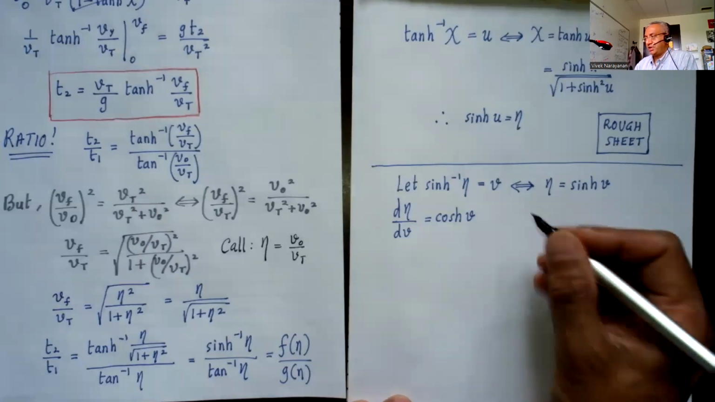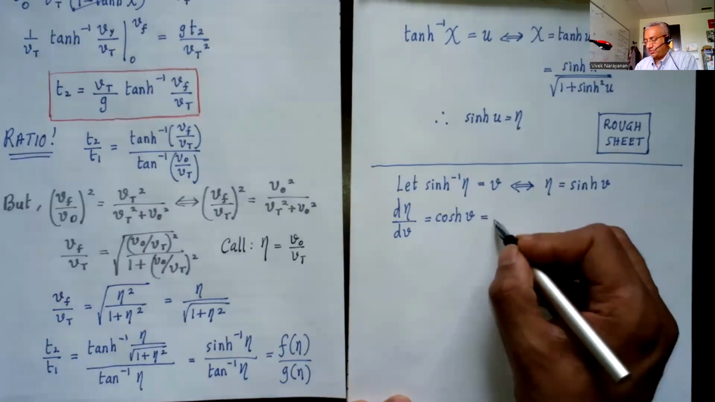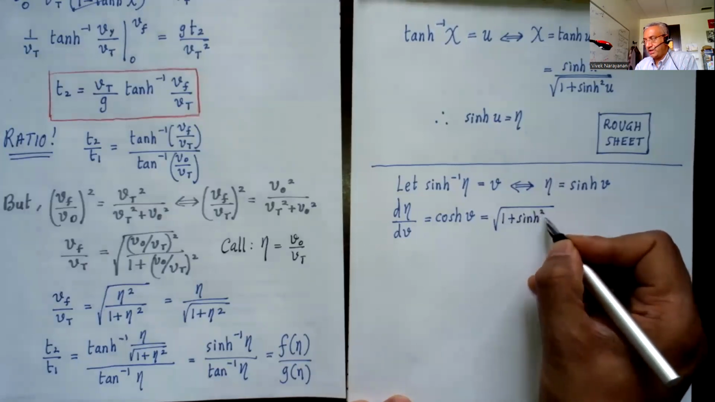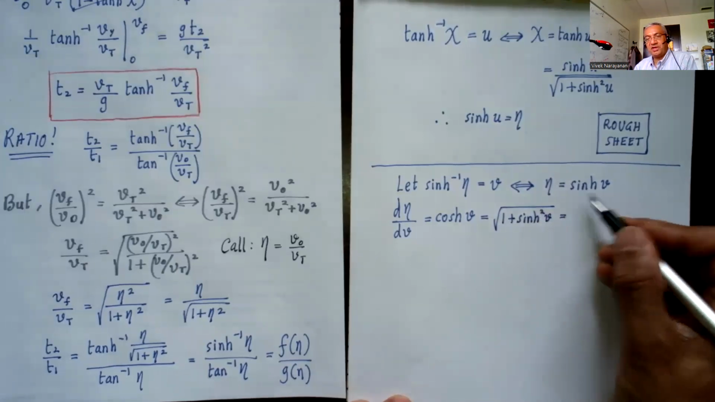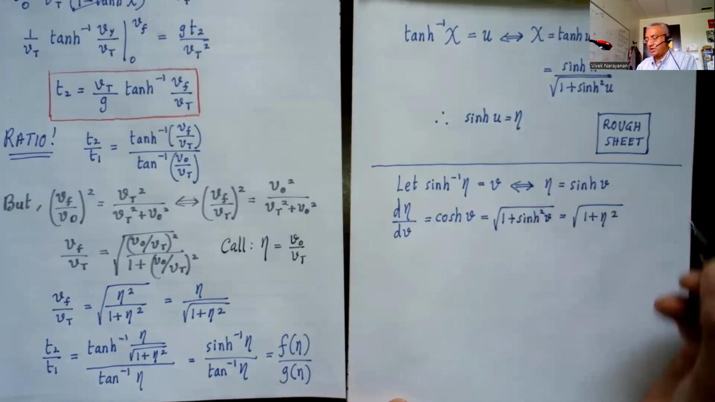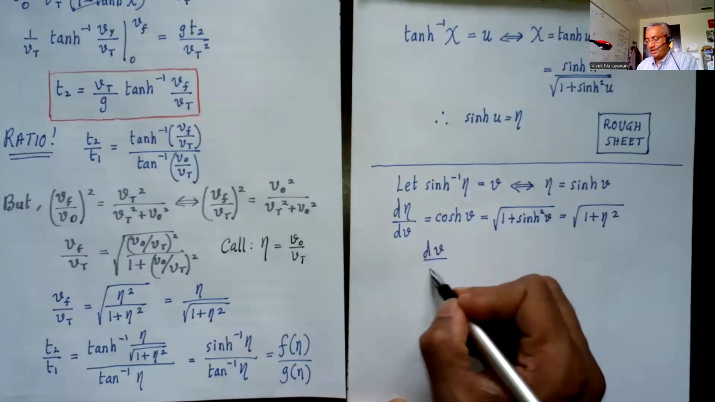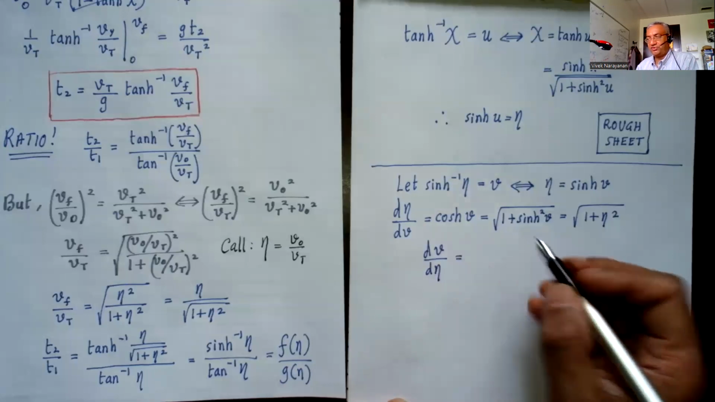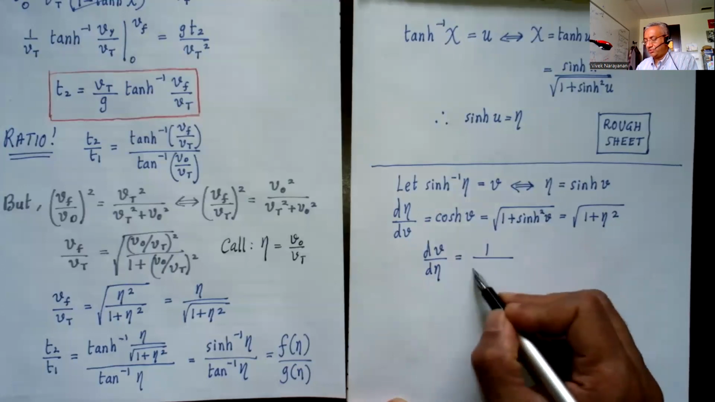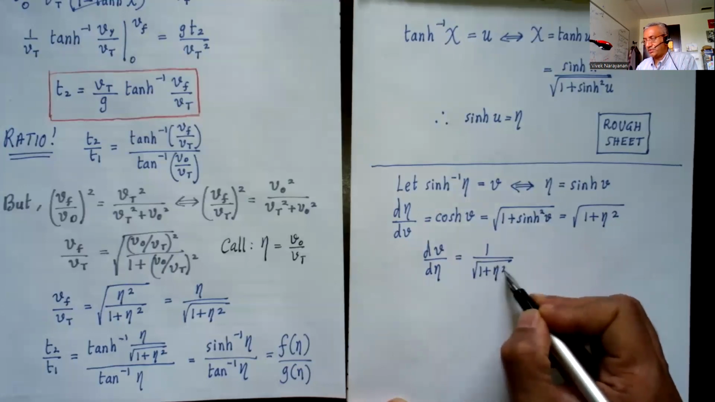But cosh, thanks to Osborne's rule, is the square root of 1 plus sinh squared v. And sinh v is eta. So that's going to be the square root of 1 plus eta squared. Therefore, dv by d eta, by Euler's theorem, is just 1 over the square root of 1 plus eta squared.